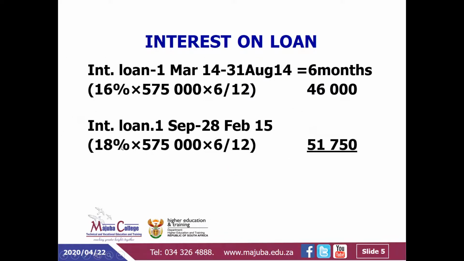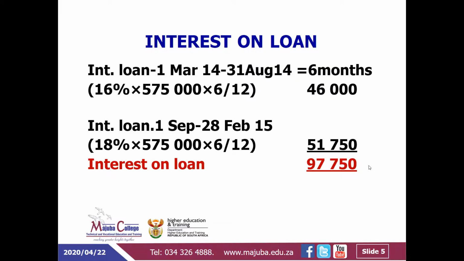So we essentially are going to take the 18%. The capital portion didn't change. It was for 6 months as well. So we're going to say 18% multiplied by the capital portion multiplied by 6/12 to get to an amount of 51,750. Our interest that should be taken into account in determining the amount that will go to the income statement will be a total amount of 97,750. That's essentially how you do the calculation.